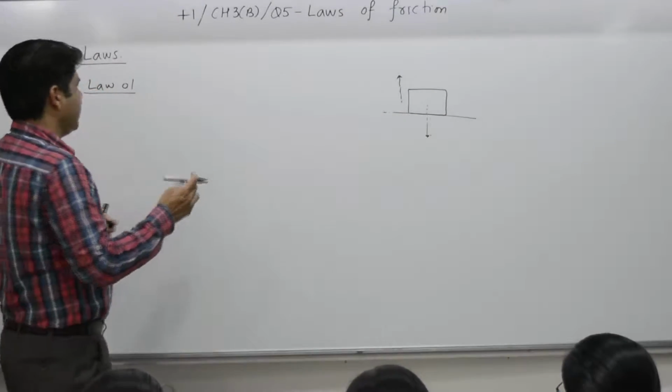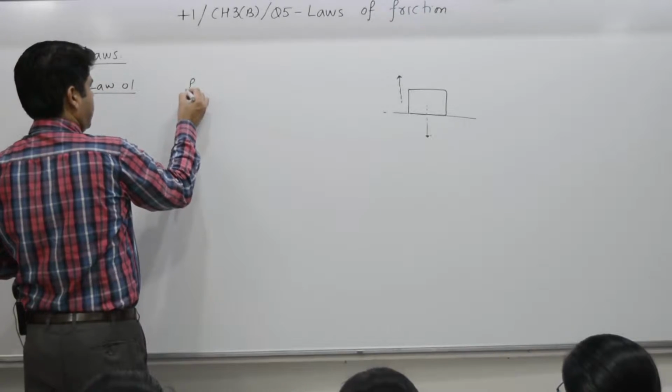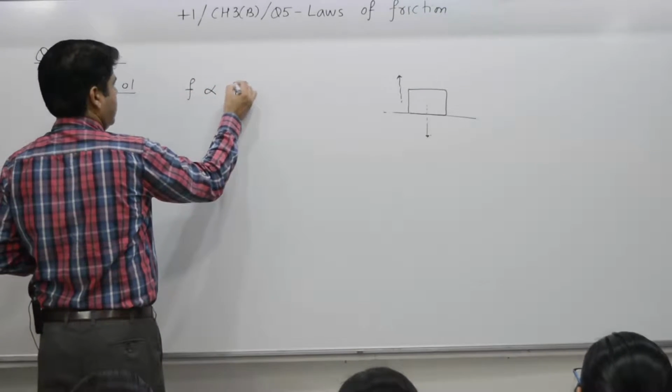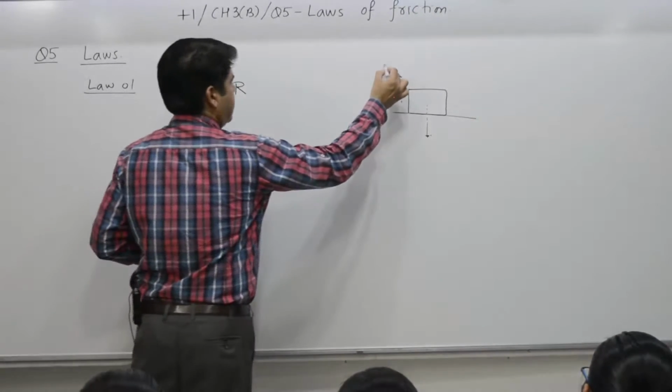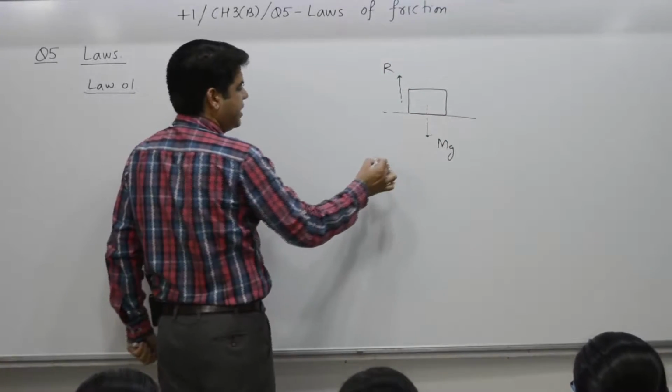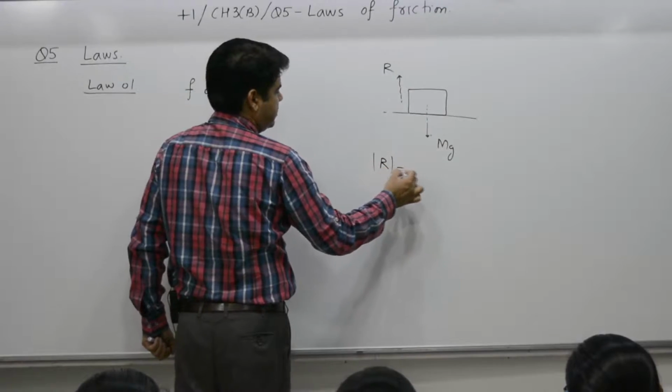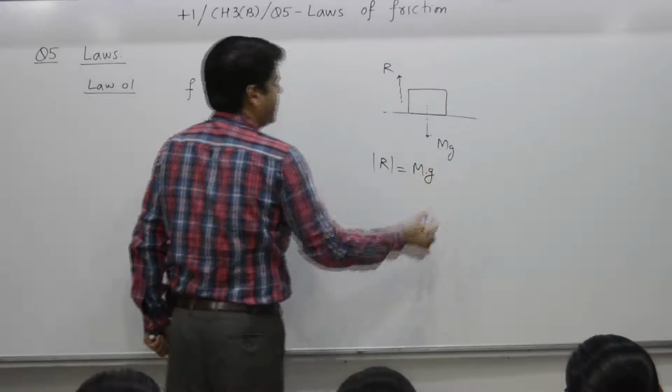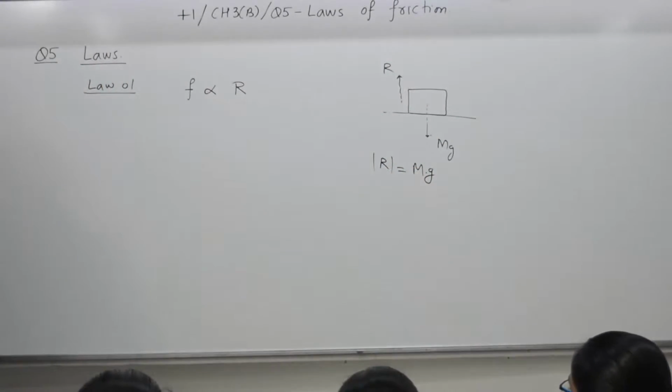So whatever it is, frictional force is proportional to normal reaction R. In terms of magnitude, for an object lying on the floor, magnitude of R is equal to magnitude of mg. So law number one is force of friction is proportional to normal reaction. Law number 2.